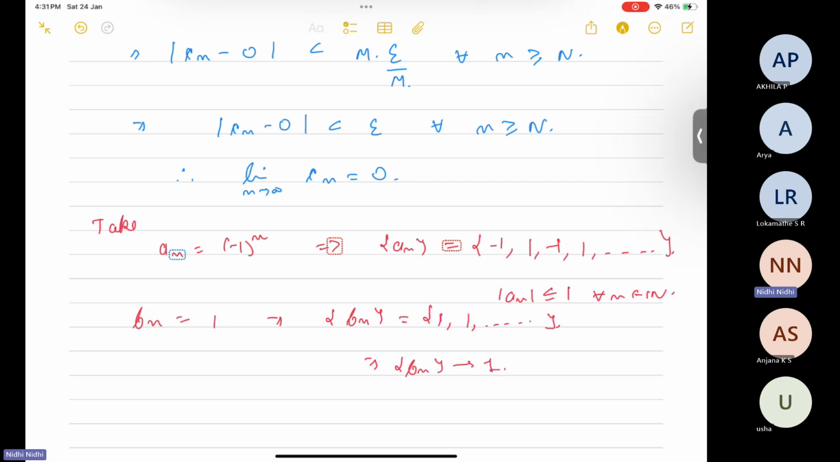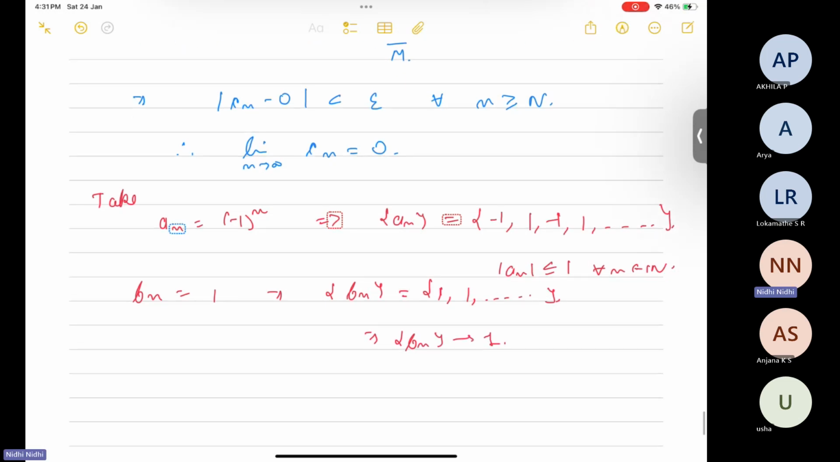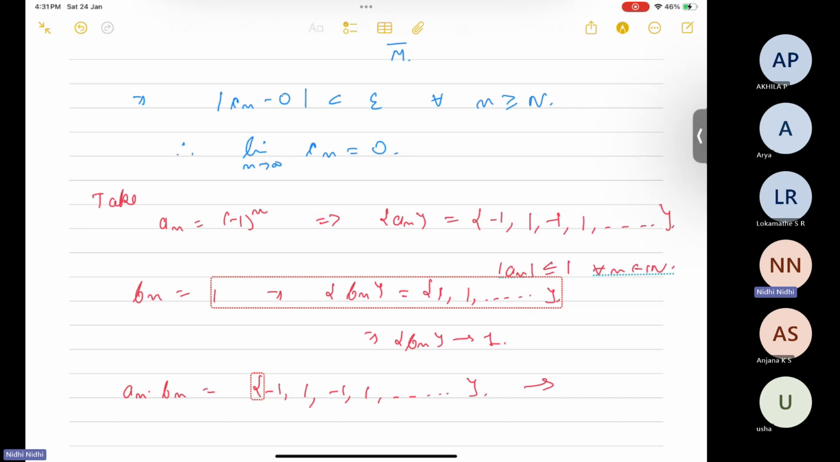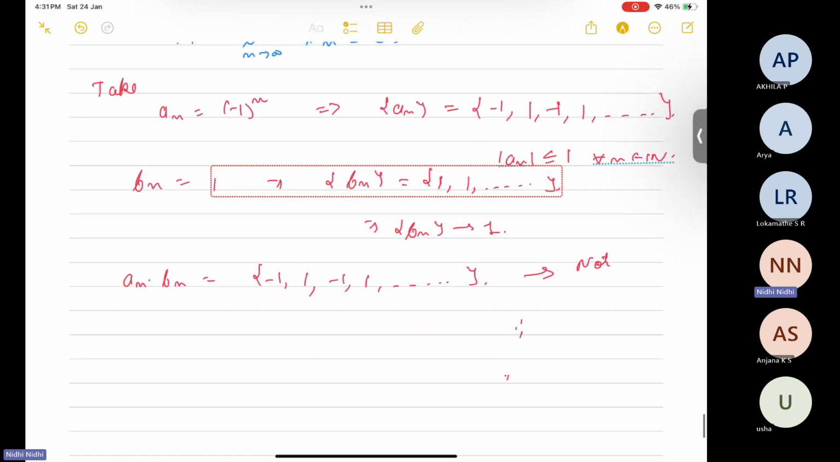1. Now what will be the product sequence? The product sequence an bn will be, again, eventually the same as an: 1, minus 1, 1, minus 1, and so on, which, we all know, is not convergent. Such sequences are called oscillating sequences because all the terms are oscillating between 1 and minus 1, not convergent.